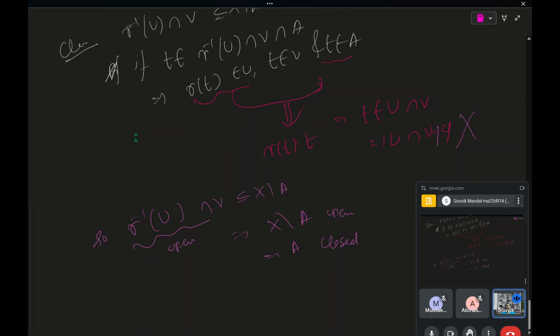This implies t belongs to U intersection V, which implies U intersection V is non-empty. So r inverse of U intersection V is a subset of X minus A, this implies X minus A is open, and this implies A is closed. So basically, this argument is nothing but playing with the definition of Hausdorff, open and closed. Okay. So there is nothing really much complicated.